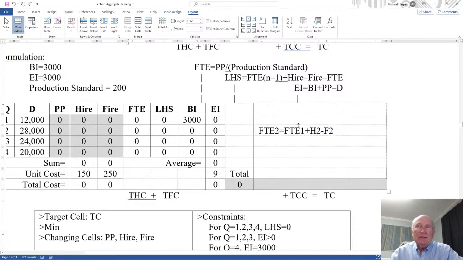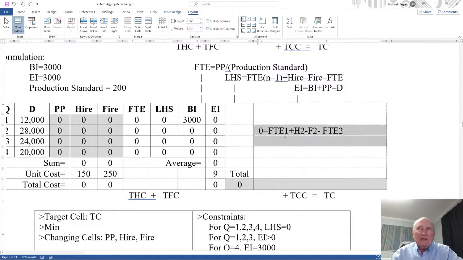But what I'm going to do is take this right here and move the FTE2 to the other side. If I do, it's going to be a minus sign. So I have FTE1 in quarter 1 plus hire minus fire minus FTE2, and this is going to equal 0. So I just rearrange it with algebra.